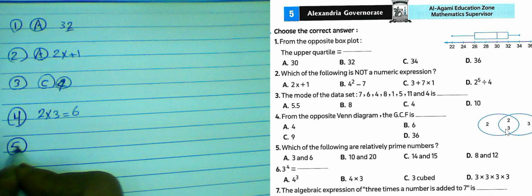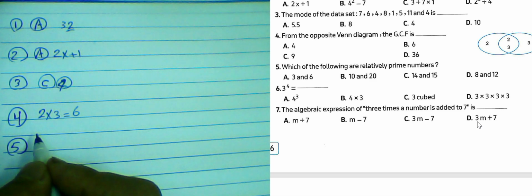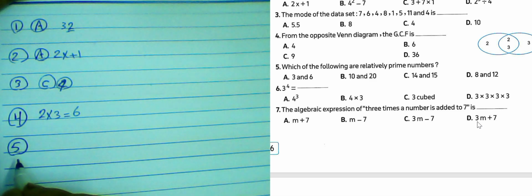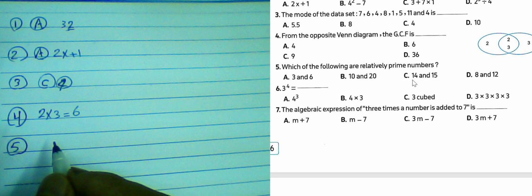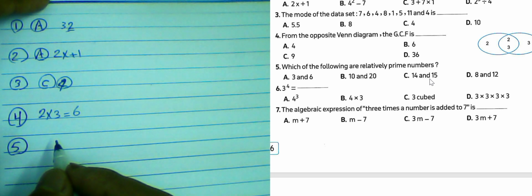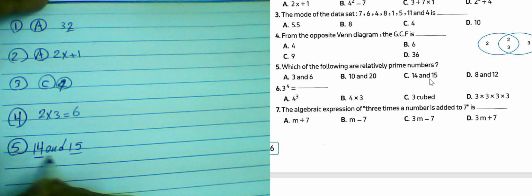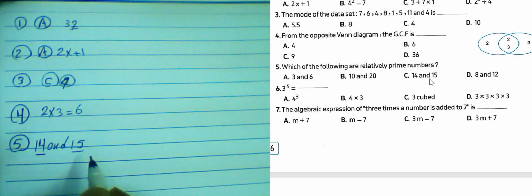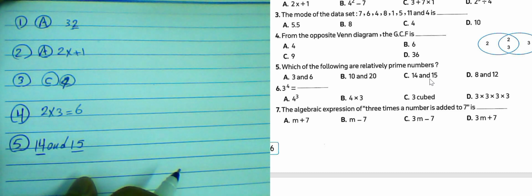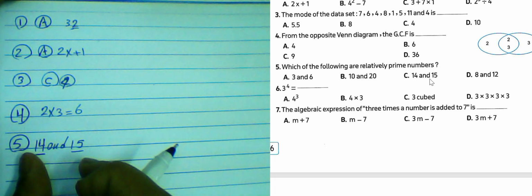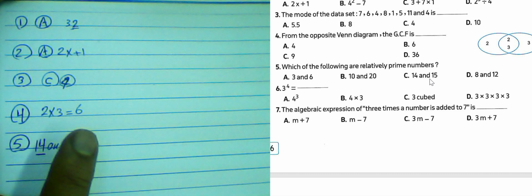Question number 5. Which of the following are relatively prime numbers? We know relatively prime numbers are two numbers that cannot be divided by any number except 1. Like that, we choose 14 and 15. We call these two numbers relatively prime because the greatest common factor between 14 and 15 is 1. Understood? 14 and 15 can be divided by the digit 1 only.